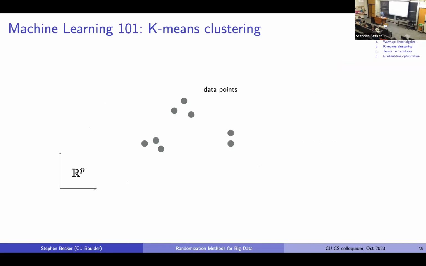So how does it work? Let's suppose we're in p dimensions here, say p equals 2 for this drawing. We have 8 data points. Okay, we're going to pick a number of clusters. Let's guess we want 3 clusters.